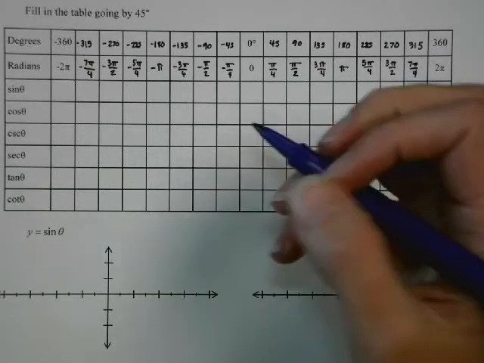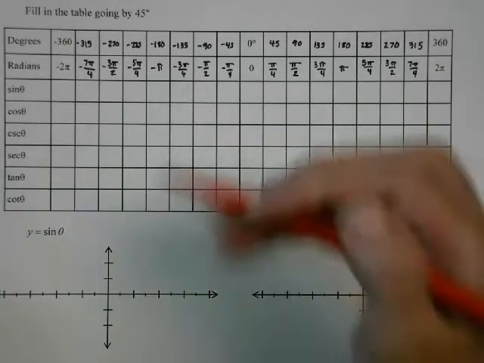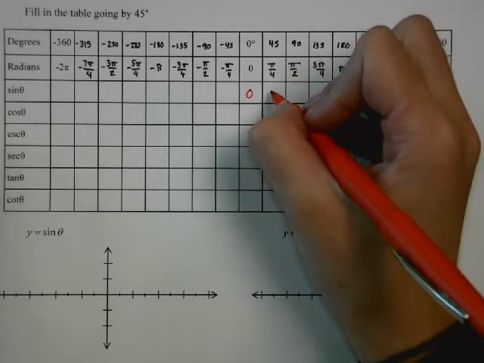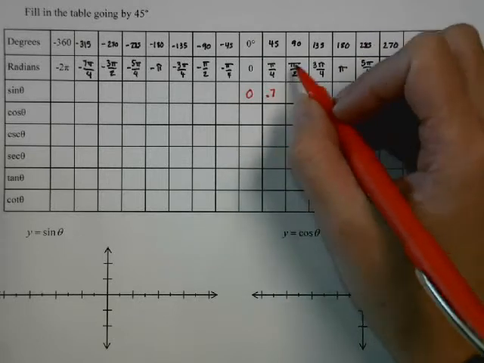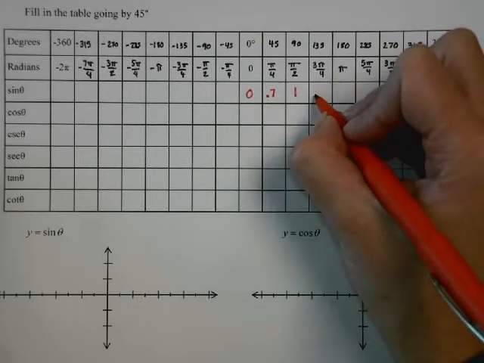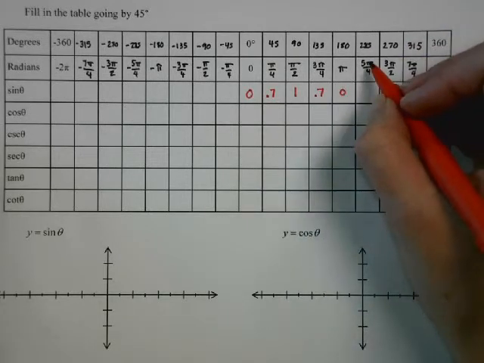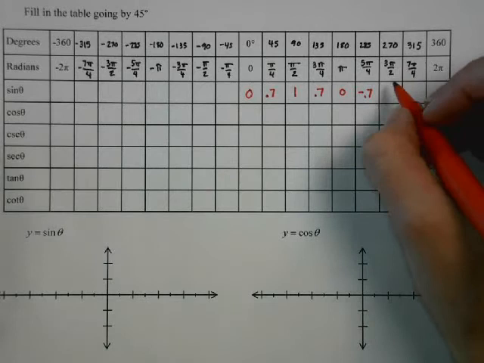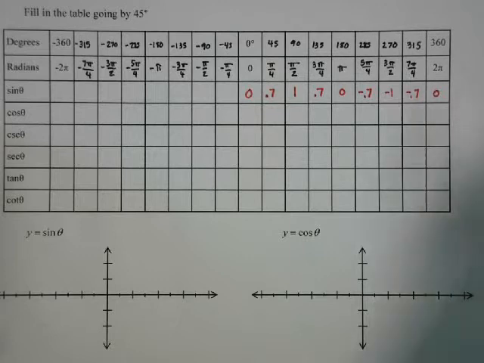So sine of 0 is 0. Sine of pi over 4 is root 2 over 2, so that's approximately equivalent to 0.7. Sine of pi over 2, so we're looking at the y values, is going to be 1. At 3 pi over 4, 0.7. At pi, it's back at 0. At 5 pi over 4, we're at negative root 2 over 2, or negative 0.7, negative 1, negative 0.7, and 0.